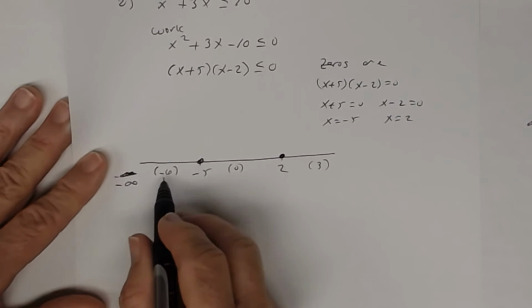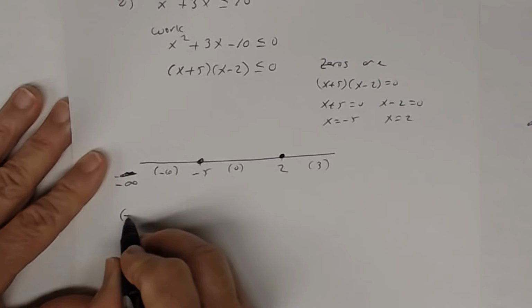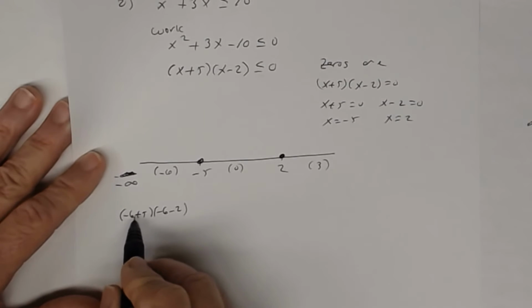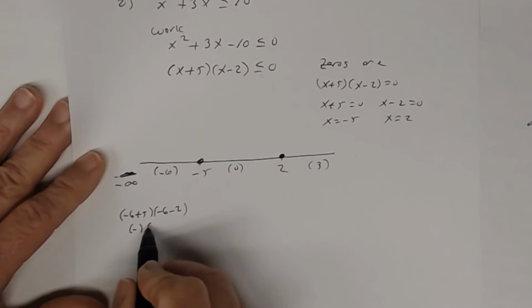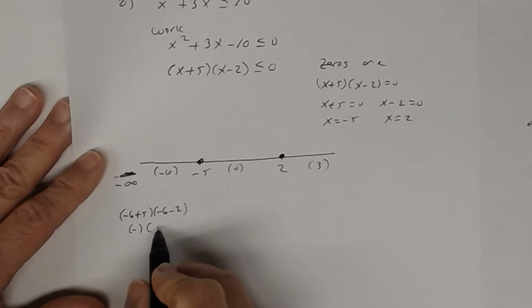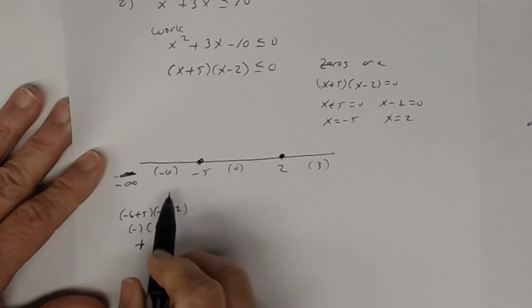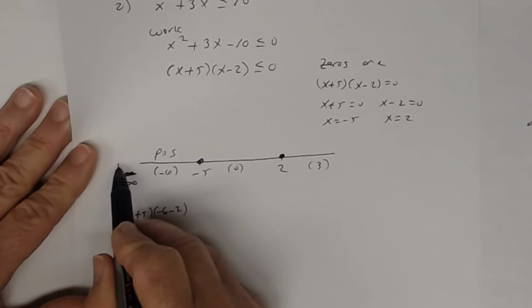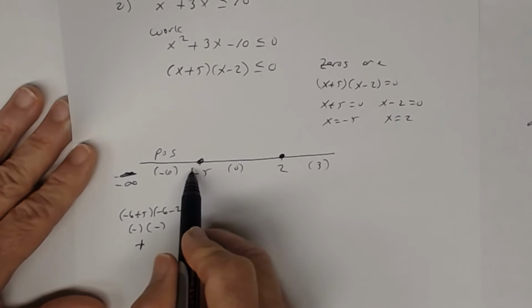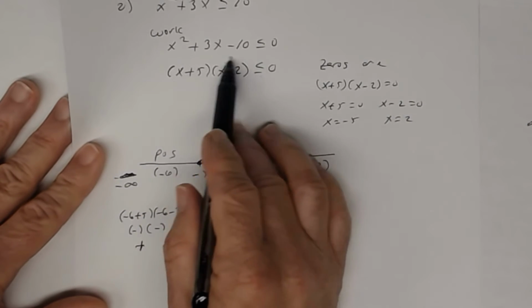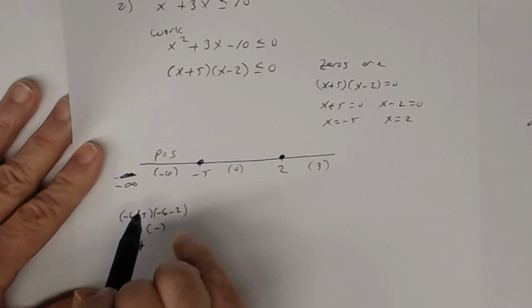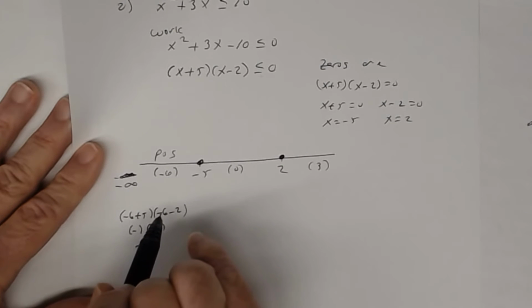So let's do negative 6 first. Negative 6 plus 5 times negative 6 minus 2. Negative 6 plus 5 is a negative 1. That's a negative number. Negative 6 minus 2 is a negative 8. That's a negative number. A negative times a negative is a positive, right? So that means that any real number between negative infinity up to negative 5 is going to make this left side a positive number. Okay, is that something I want?